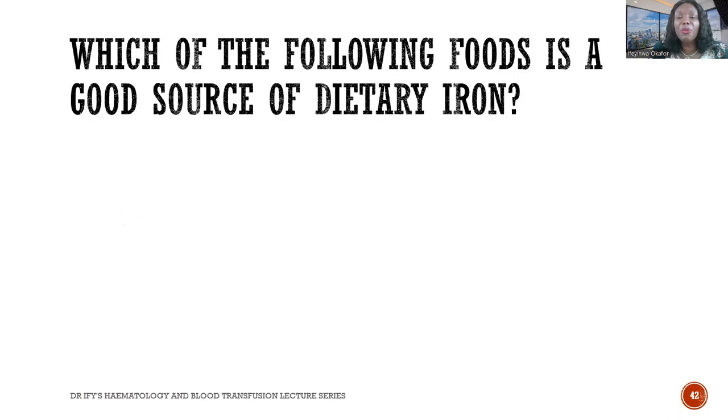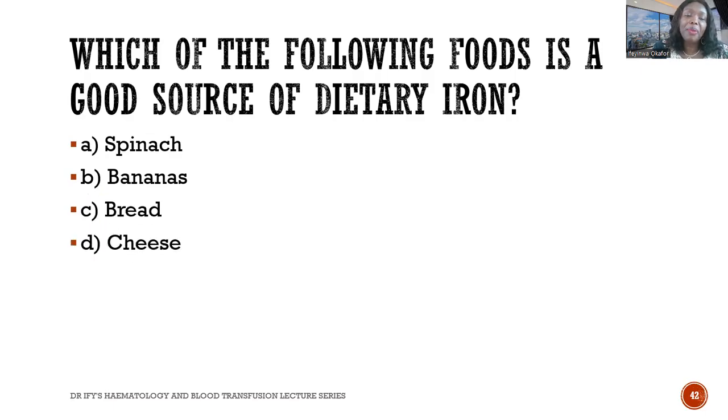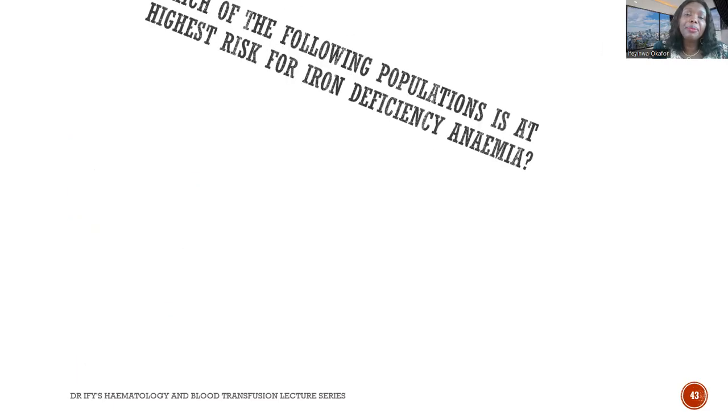Which of the following food is a good source of dietary iron? Spinach, bananas, bread, cheese. Answer A, spinach is a good source of non-heme iron.